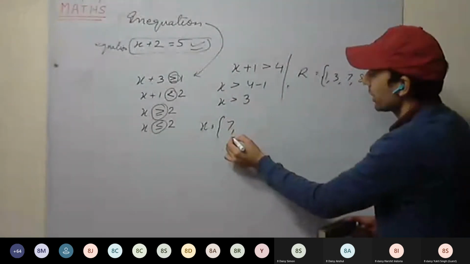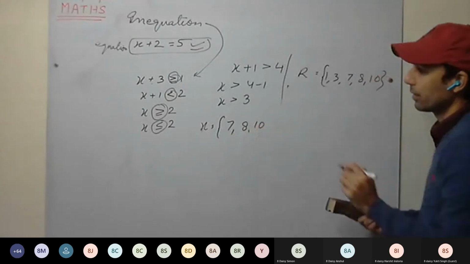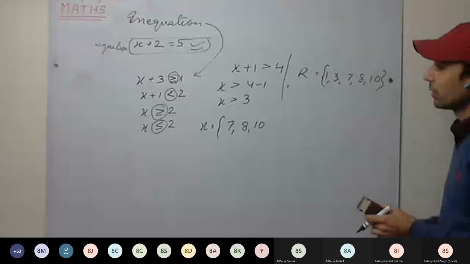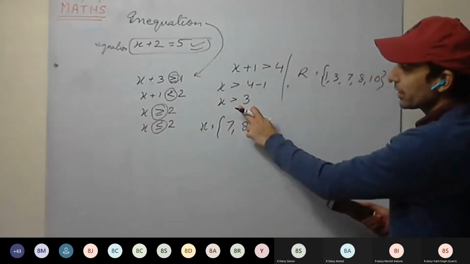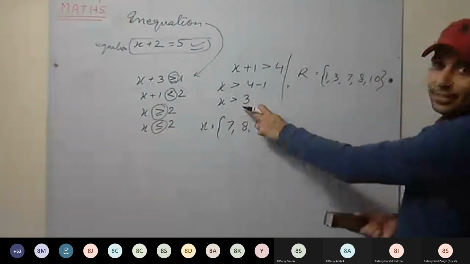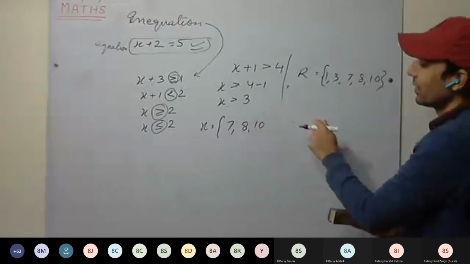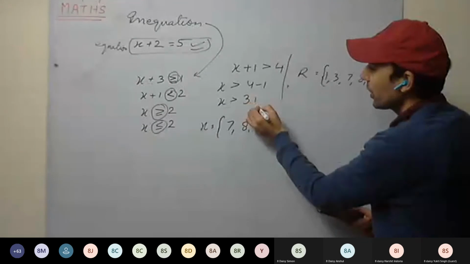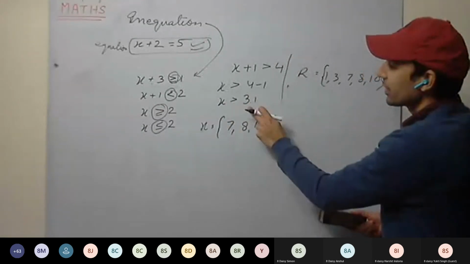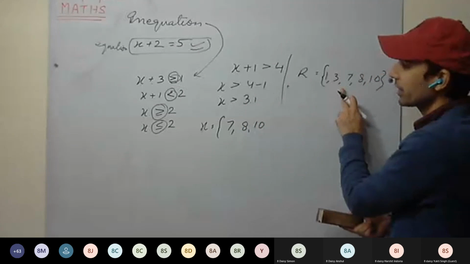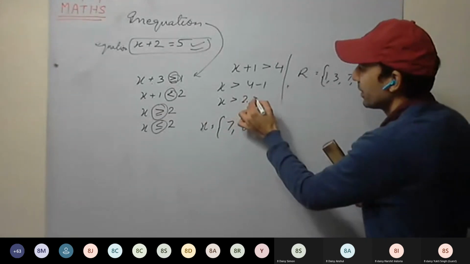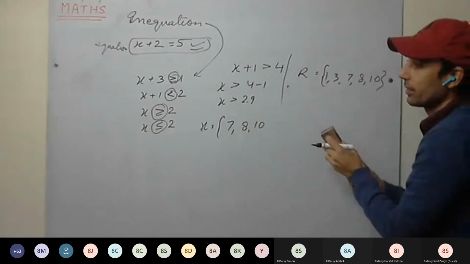Now 7, 8, 10 it can take. Understood now? Smaller values than 3 and 3 itself are not allowed, because 3 is not greater than 3. If the question had 3.1, then also we cannot take it. If it is 2.9, then we can take 3.